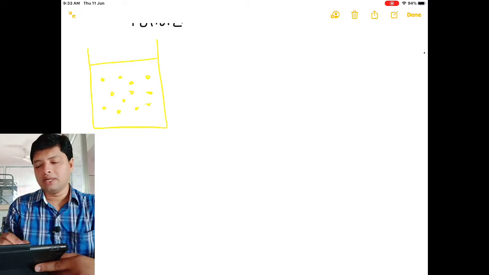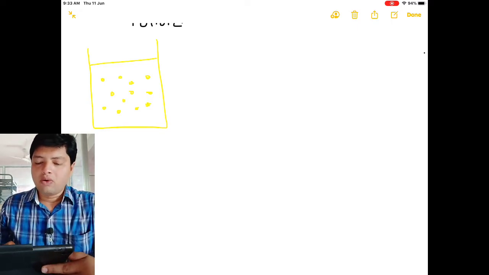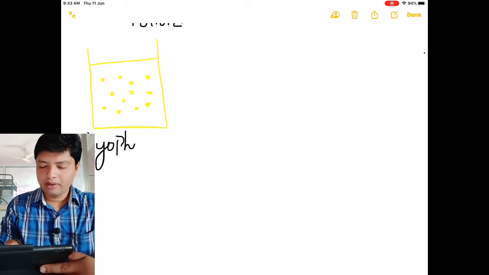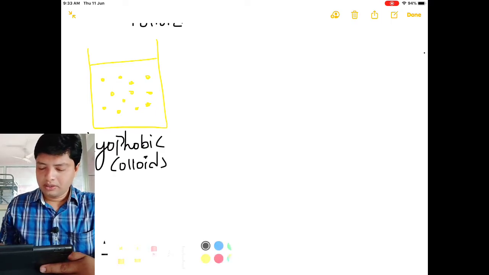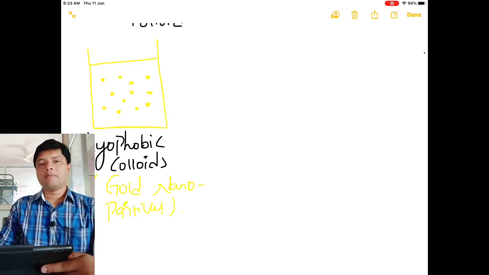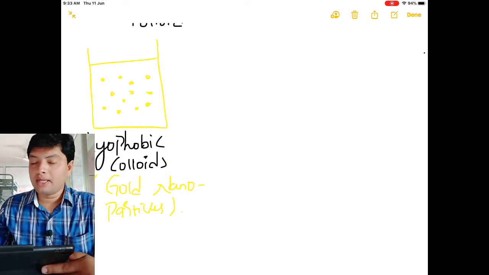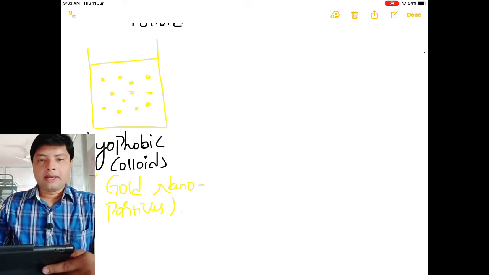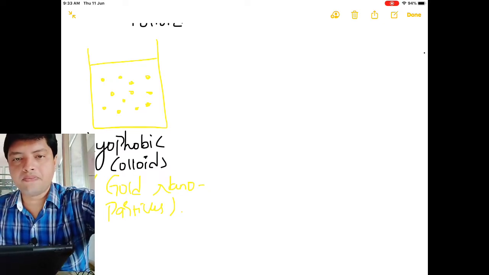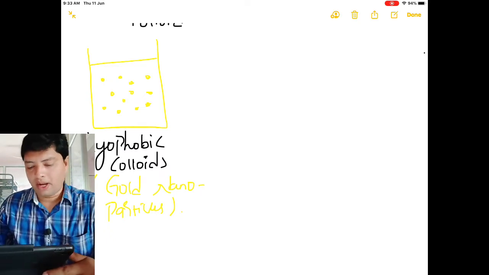What we are going to learn now is how they are stabilized. So we have gold nanoparticles. We call these gold nanoparticles lyophobic colloids. So you have gold nanoparticles, which we call a lyophobic colloid.